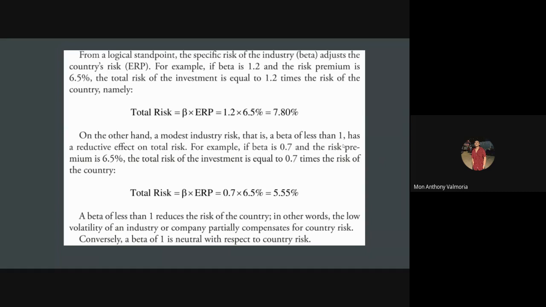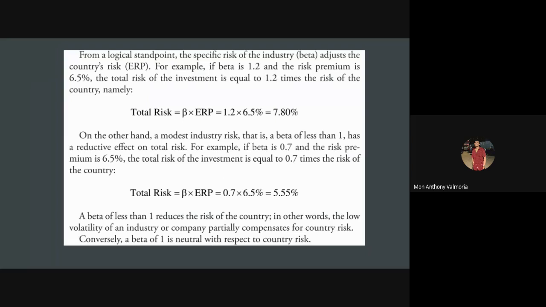For example, if the beta is 0.7 and the risk premium is 6.5%, the total risk of the investment is equal to 0.7 times the risk of the country. Same as the previous example, the answer is 4.55%. So a beta of less than 1 reduces the risk of the country. In other words, the low volatility of an industry or company partially compensates for country risk. Conversely, a beta of 1 is neutral with respect to country risk.